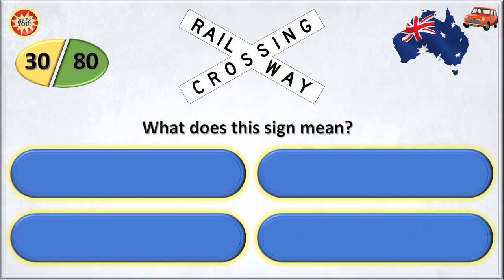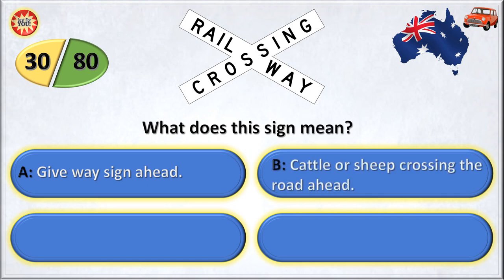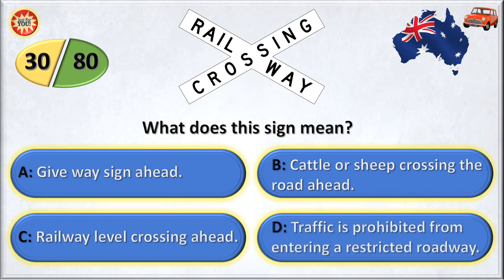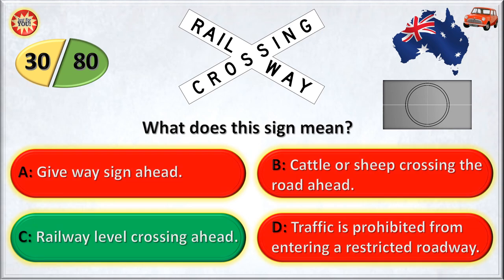What does this sign mean? Give way sign ahead. Cattle or sheep crossing the road ahead. Railway level crossing ahead. Traffic is prohibited from entering a restricted roadway. Railway level crossing ahead.